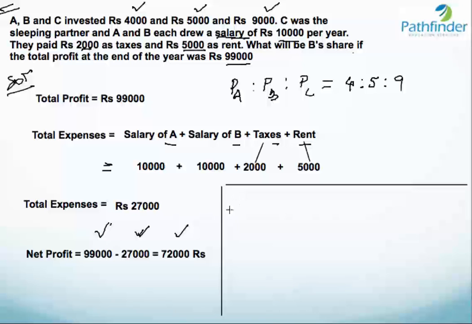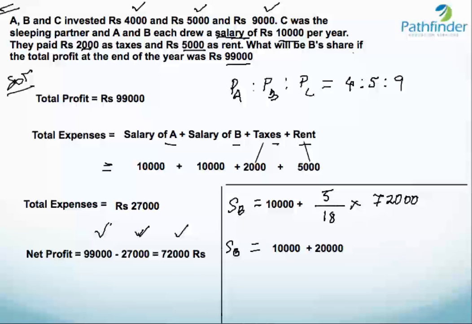But how can we calculate the share of B represented as SB? So we know that share of B must be equal to the salary that B draws and his share of profit in the entire net profit. So share of B must be equal to rupees 10,000 plus B's share in profit, which must be equal to 5 upon 4 plus 5 plus 9, that is 18, and multiplied by 72,000.